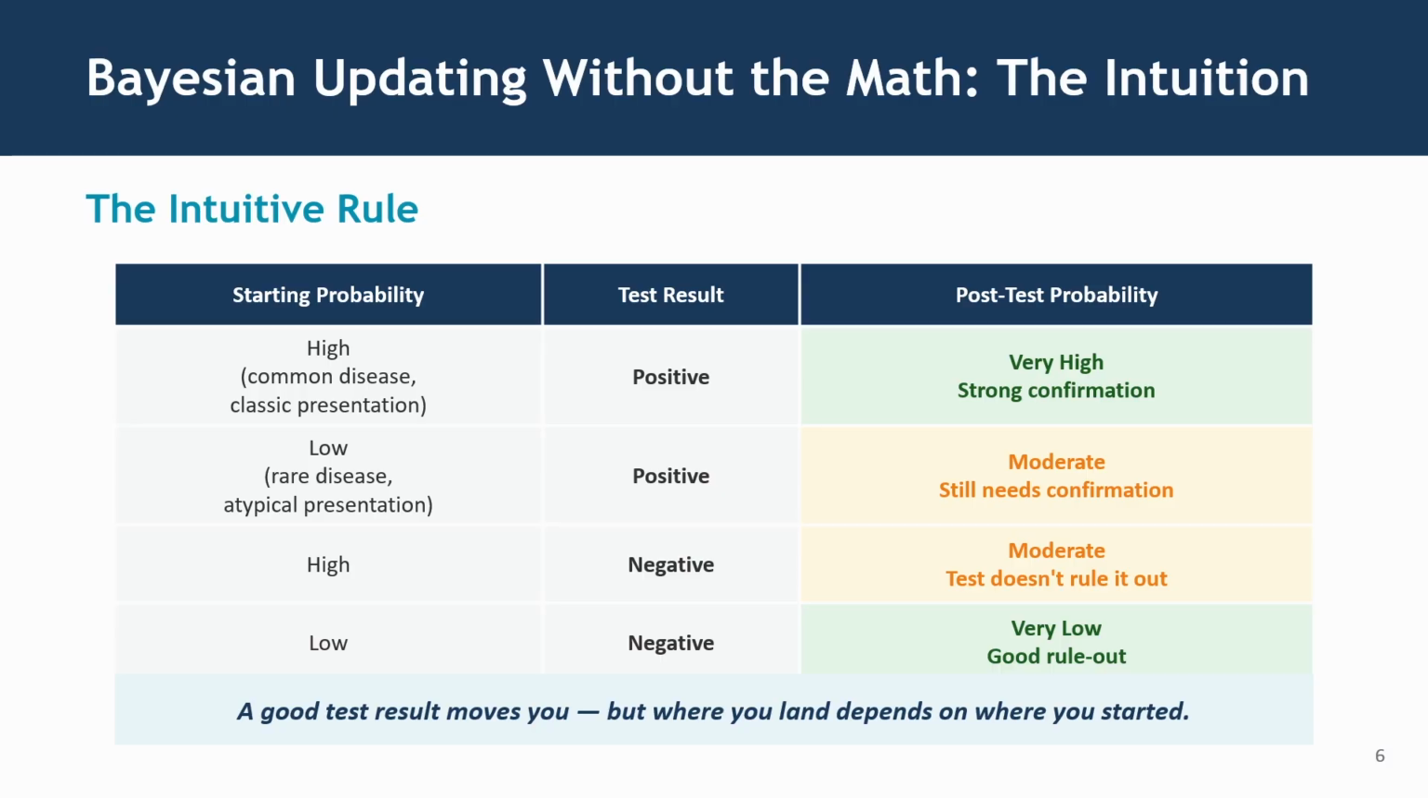Now flip it. Low pretest probability, positive result. You should be moderately suspicious, but not certain. Most of those positives are false alarms in a low prevalence situation. Low pretest probability, negative result. Now you can be reassured. A negative test in a low probability patient is a genuinely good rule out. This is the intuition. It's not a substitute for the math, which we'll cover in full, but it's the mental model that should be running in the background every time you look at a test result.